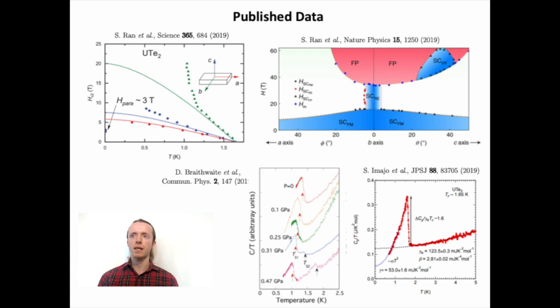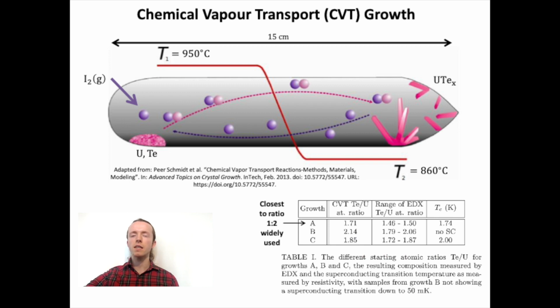Similar residual heat capacity was observed in other unconventional superconductors, such as uranium-platinum-3 and strontium-ruthenate, but was sensitive to the growth conditions of these materials. We decided to investigate how the chemical vapor transport growth conditions of uranium-tellurium-2 affect the superconducting properties. Details of the growth are seen in the diagram.